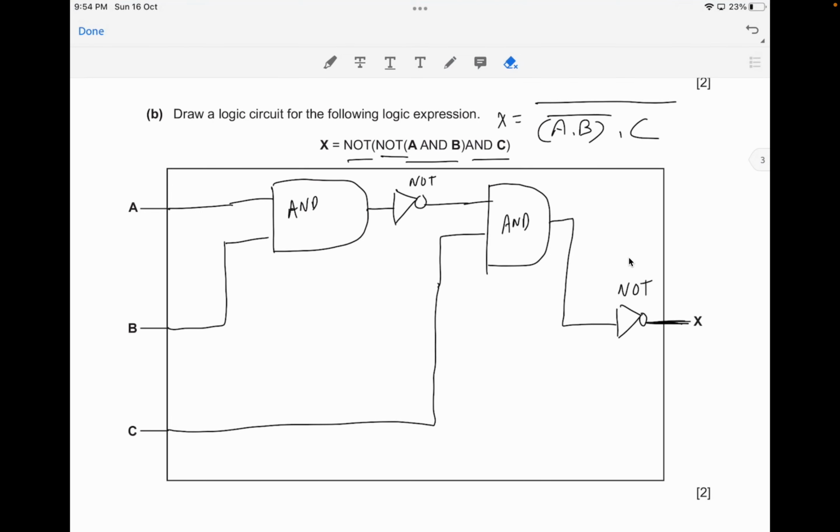Right, this seems to be about it for the logic gates and truth table description, how to draw them and how to analyze them.